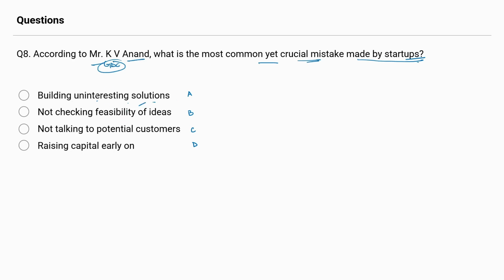Building uninteresting solutions means the solutions are not very interesting. Not checking the feasibility of the ideas, whether the idea is even feasible or not. Not talking to the potential customers, the customers who might be using your product or service. Those are the potential customers, and you're not talking to them. Instead, you're talking to your friends and family members. And the last is raising capital early on. So even if your product is not yet validated by the potential customers, you are trying to raise capital early.